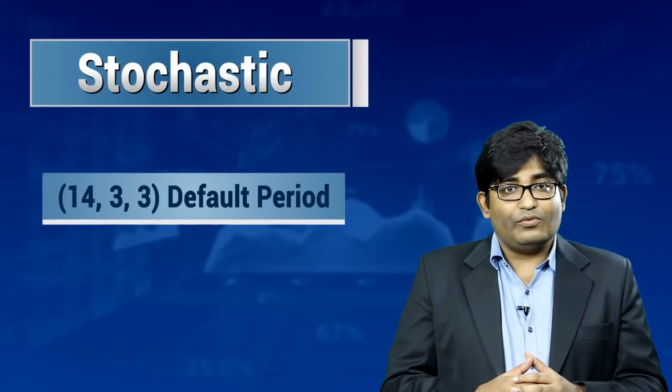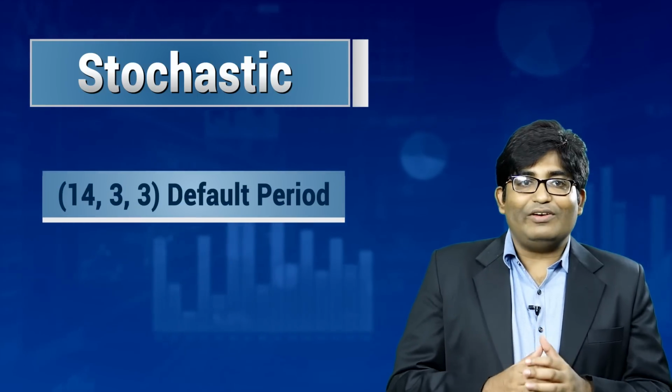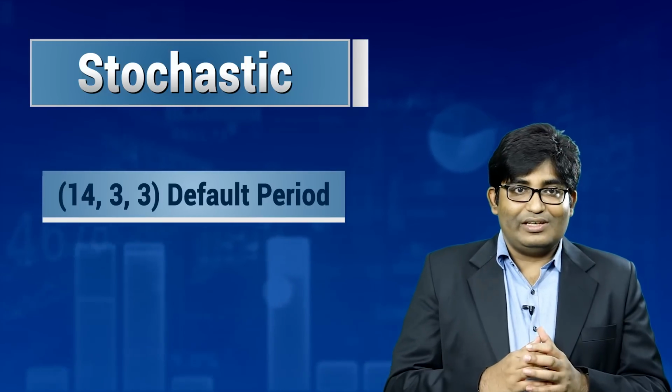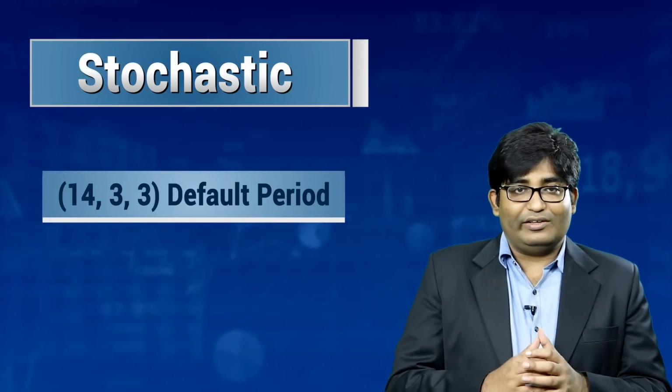The stochastic indicator was introduced by George C. Lane in the late 1950s. Generally, the indicator is used with 14-3-3 setup. But we are not going very deep into the calculations. Rather, we will directly look into the utility of this indicator.